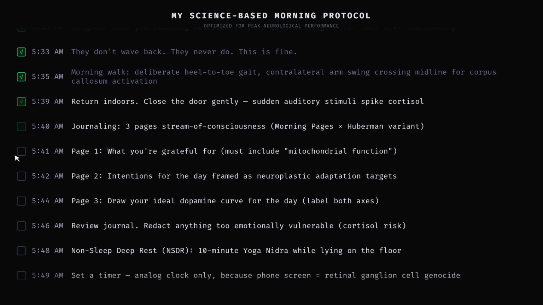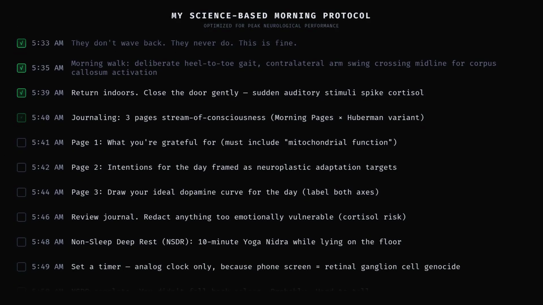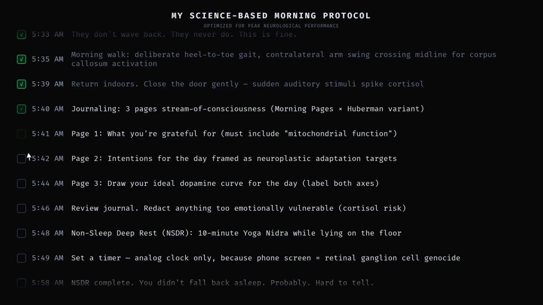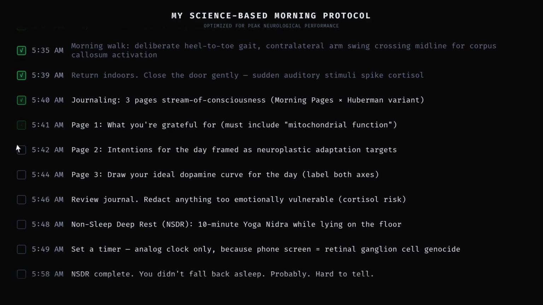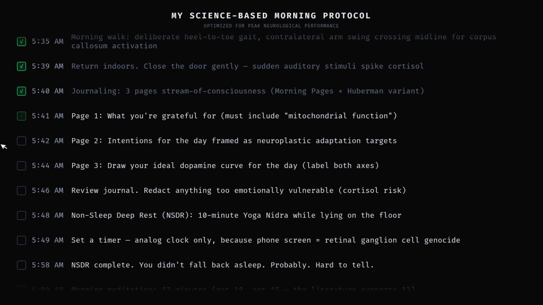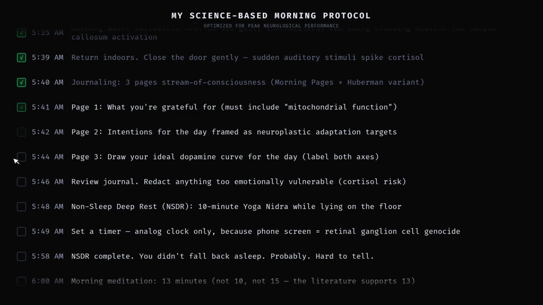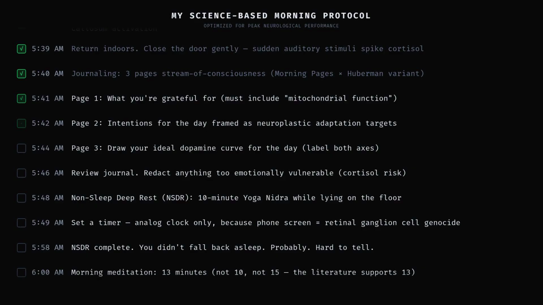Protocol versus habit or routine. Significant delta. You don't skip a protocol, you follow protocols. A routine is negotiable. A protocol is prescribed. The valence injection says, compliance is scientific, deviation is negligence.